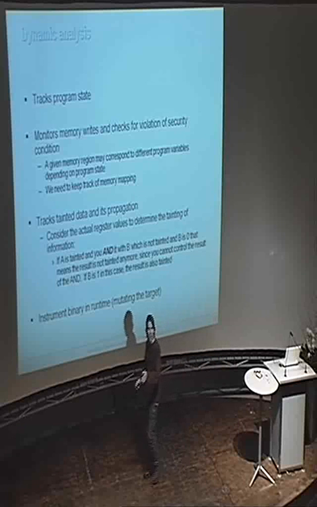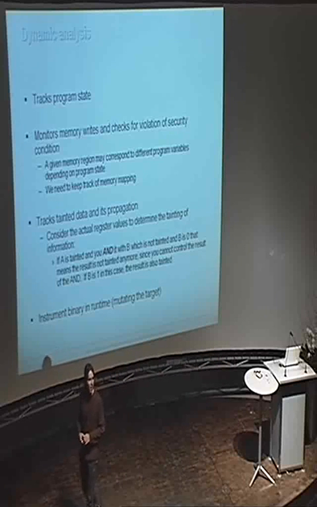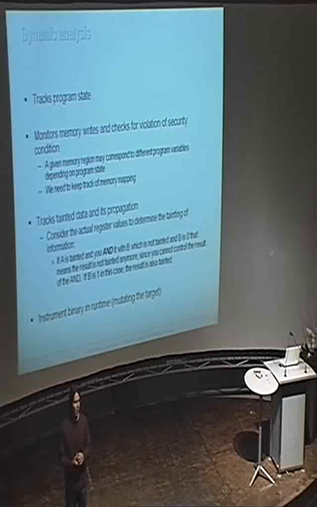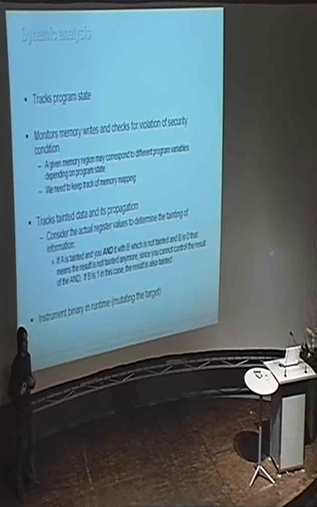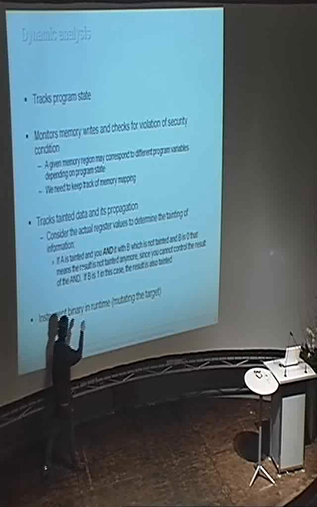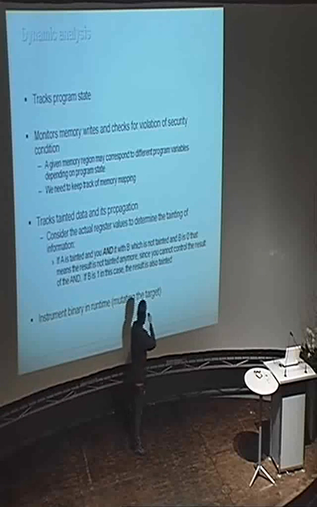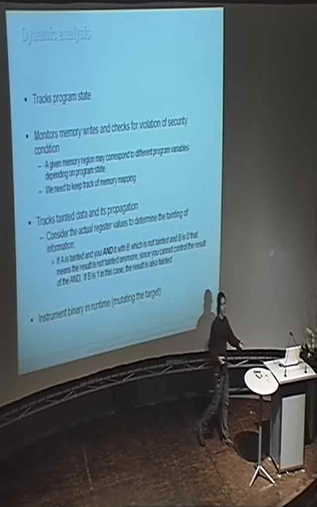What if B is 1? Do I control it or not? If B is 1, I know that B is 1. A, I know, is a value that I control. And there is an AND operation between A and B. Do I control the result of this operation?